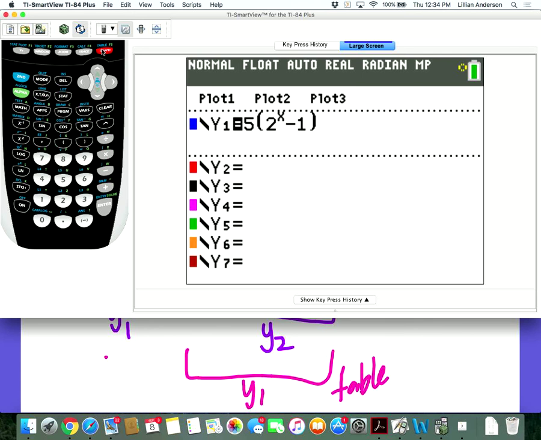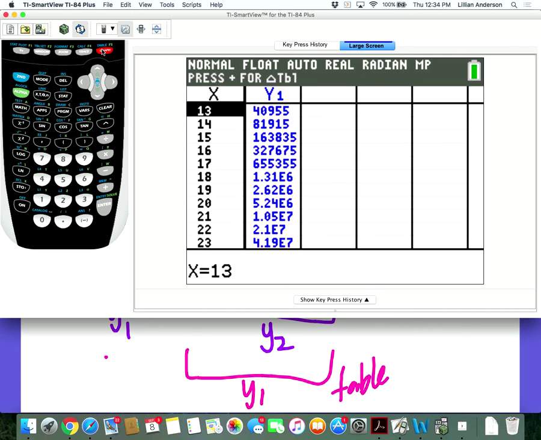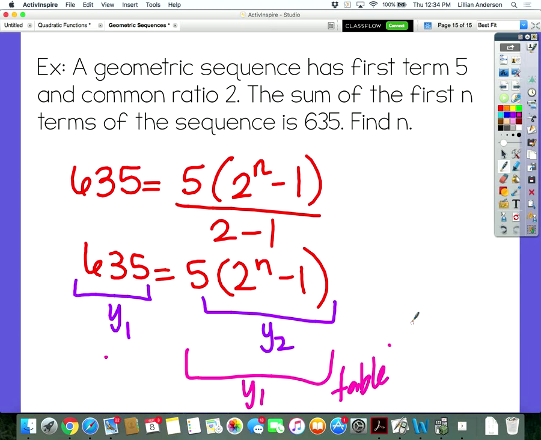Look at my table. I'm looking for where it exceeds 635. The table takes me back to where I last left off, so I have to go up. And bam, there it is. N is 7.